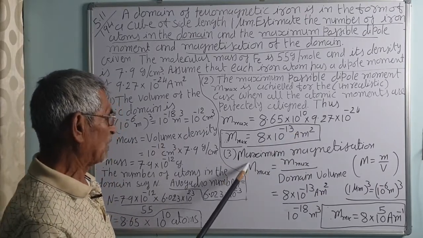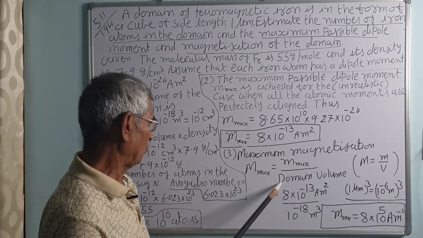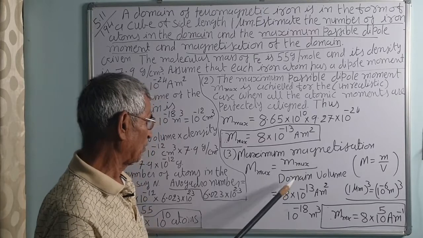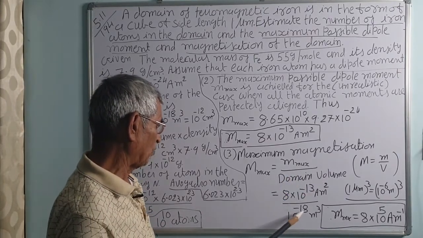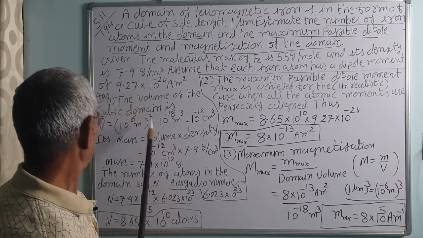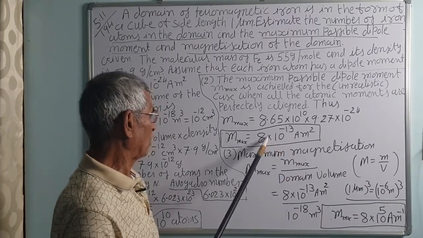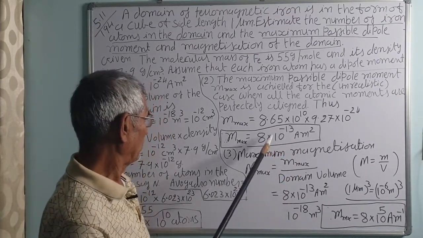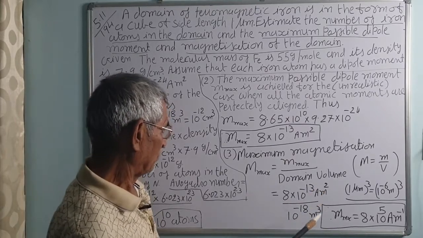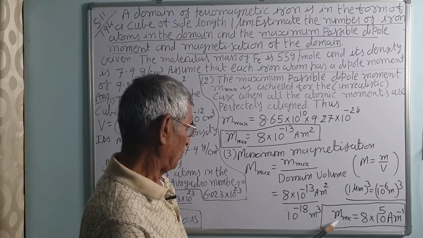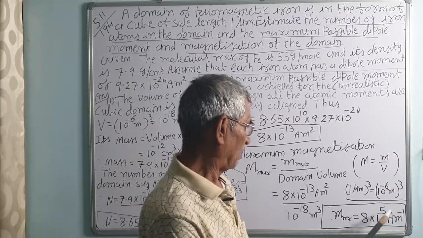Now third, the maximum magnetization. Maximum magnetization is equal to maximum dipole moment upon volume, that is maximum dipole moment per unit volume. So we divide by the volume. The domain's volume we already calculated as 10 raised to minus 18 meter cube, and the maximum dipole moment of all atoms is equal to 8 into 10 raised to minus 13 ampere meter square. So, correct, that comes equal to 8 into 10 raised to 5 ampere meter minus 1.